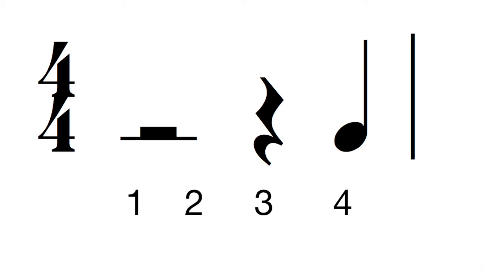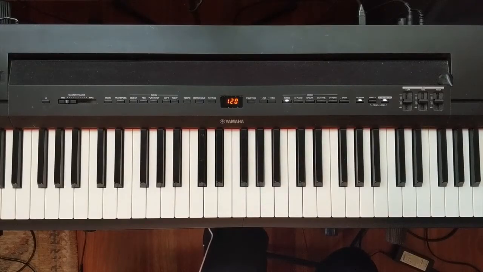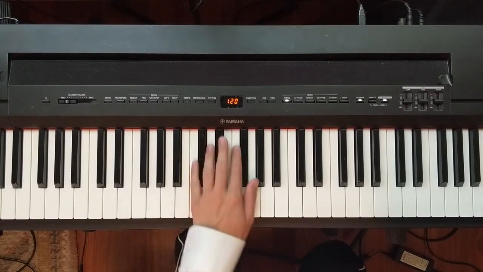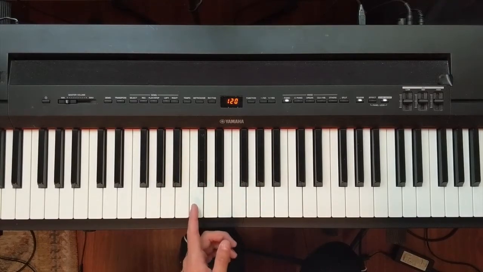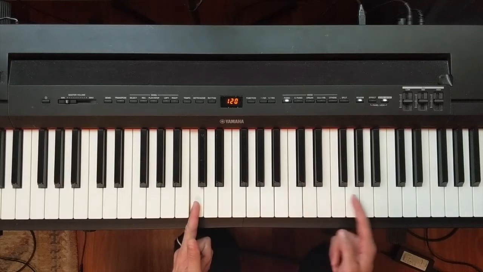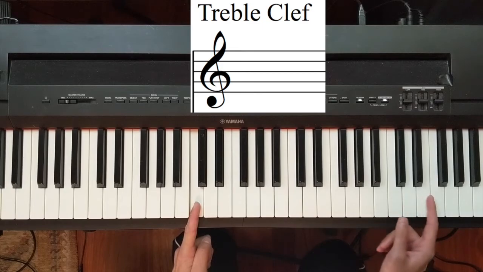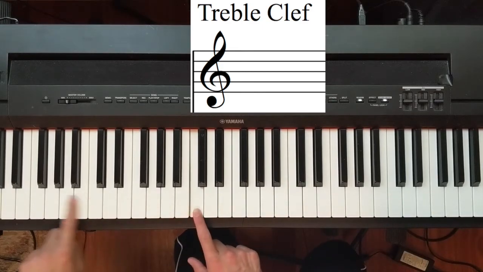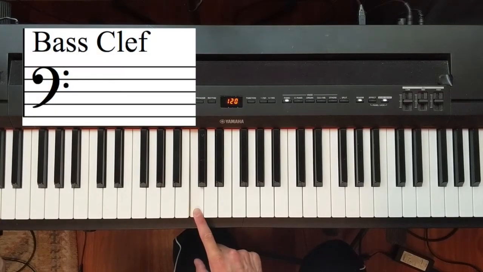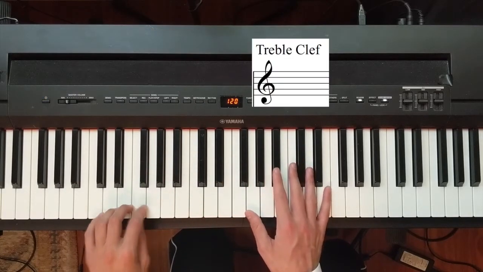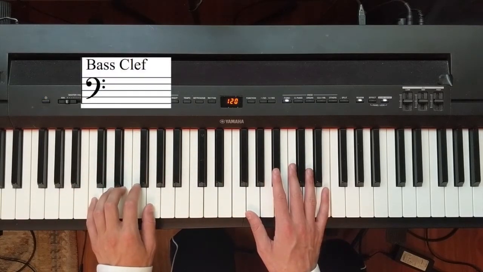Okay, now that we've got the concept of rhythms down, let's look at how we put these to music. On the piano, there's two halves. There's the half that's above middle C. This is called the treble clef. Everything above middle C or to the right of middle C is going to be played in the treble clef. Everything to the left of middle C is going to be played in what we call the bass clef. The bass clef looks like this. So usually your right hand plays the treble clef and your left hand plays the bass clef.